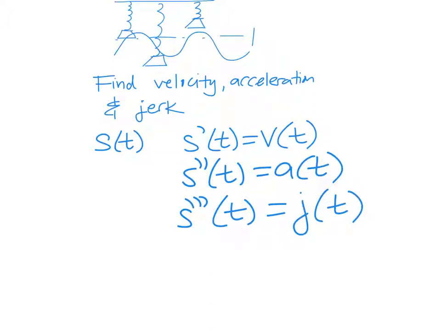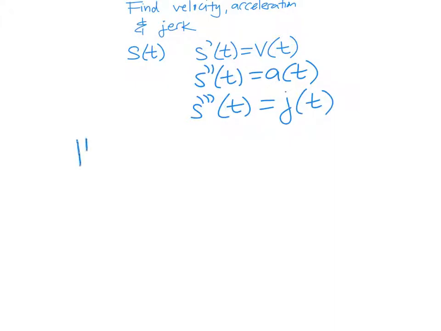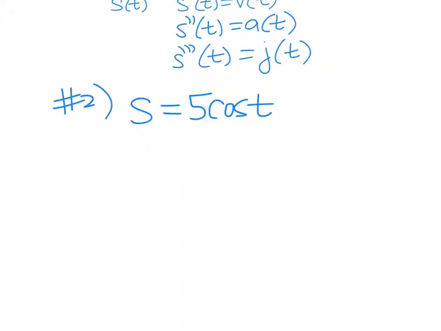You ready? Let's do number 2. All right, suppose that we are given S equals 5 cosine t. So let's say we have a harmonic motion of a spring and it's being stretched 5 units beyond its resting point, released at a time t equals 0. So t is time in seconds. S is going to be meters or feet, doesn't matter. Okay, so here we go. We want to find the velocity at t.